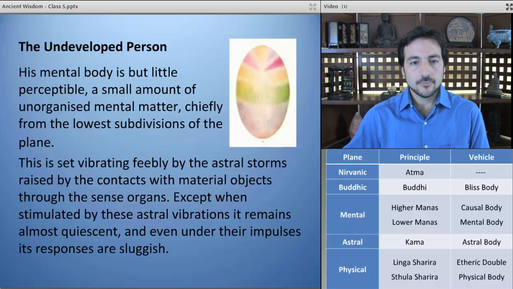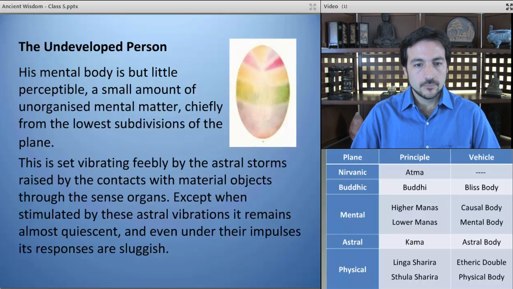The undeveloped person. His mental body is but little perceptible, a small amount of unorganized mental matter, chiefly from the lowest subdivisions of the plane. This is set vibrating feebly by the astral storms raised by the contacts with material objects through the sense organs. Except when stimulated by the astral vibrations, it remains almost quiescent, and even under their impulses, its responses are sluggish.